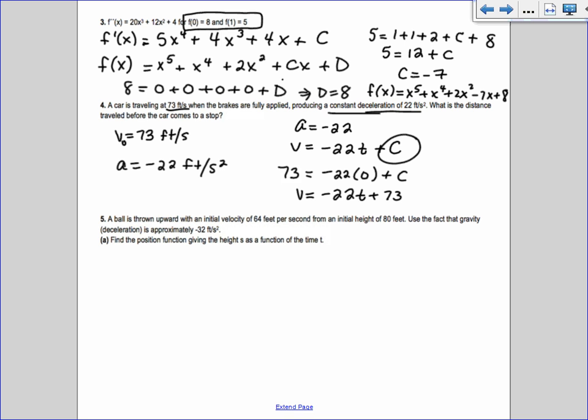All right, so my position, which we often call s, is going to be negative 11t squared plus 73t plus d. And d sometimes they'll give you, especially if it's an up and down problem, where they'll say you're jumping from a building that's 20 feet high or whatever. But usually if it's one of these car problems, they don't really have a starting position, so we make it position 0. So d equals 0. So just starting at the starting line.